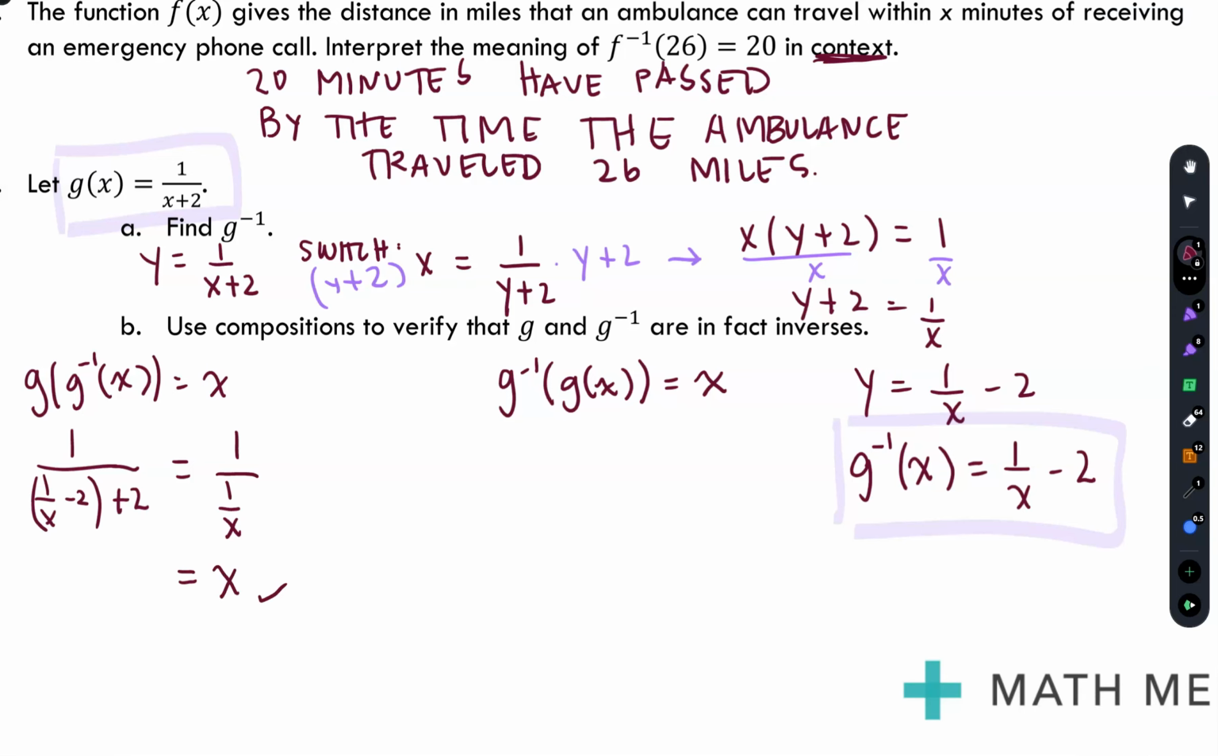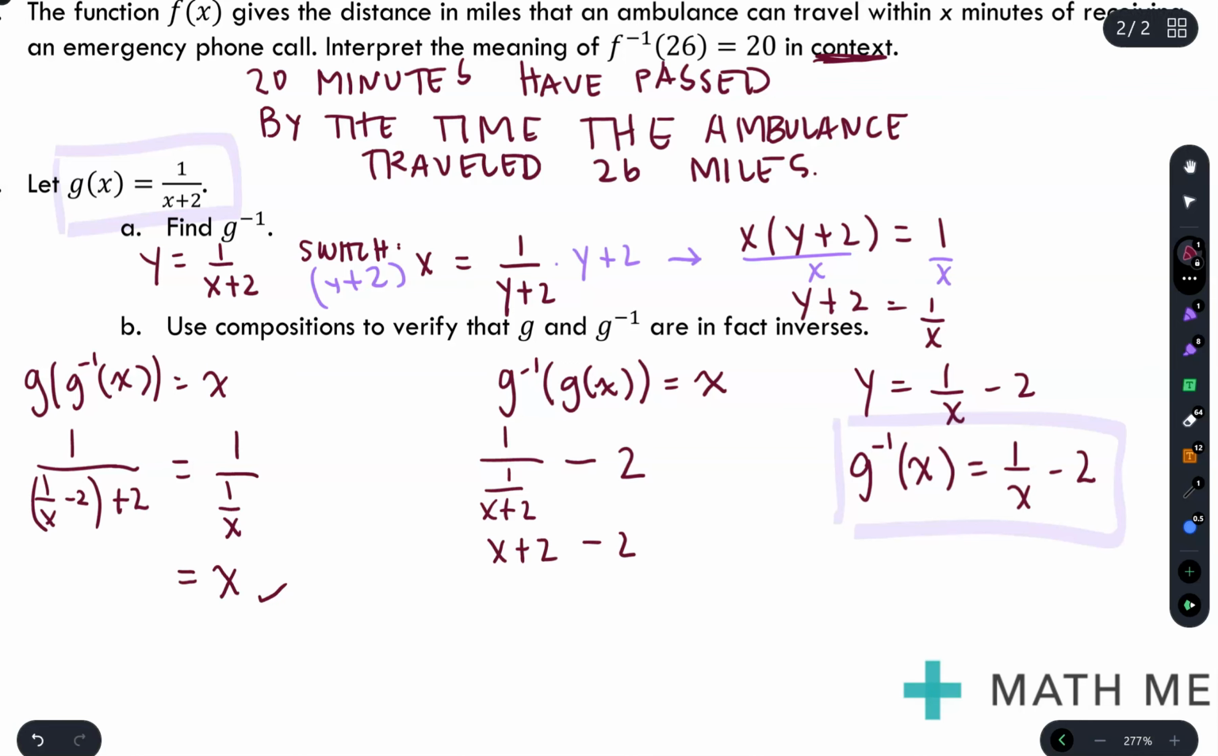So now if I go the opposite way, I'm going to plug my g function into my inverse function for x. So it's going to be 1 over x plus 2 minus a 2. So 1 over 1 over x plus 2 is technically what? Just x plus 2, right? And what happens to my 2's? They go away, and I am left with an x. Good deal. So that showed that they are technically inverses of each other.